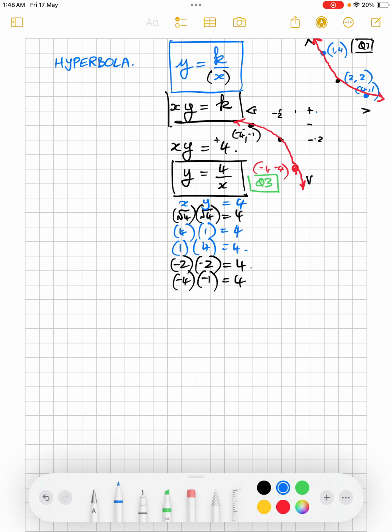Now, of course, if we changed our constant, if it was 9, we would get 3, 3, etc. So if we changed our constant so that x times y equals 1, we would get 1, 1, and we would get a tighter little hyperbola in here.